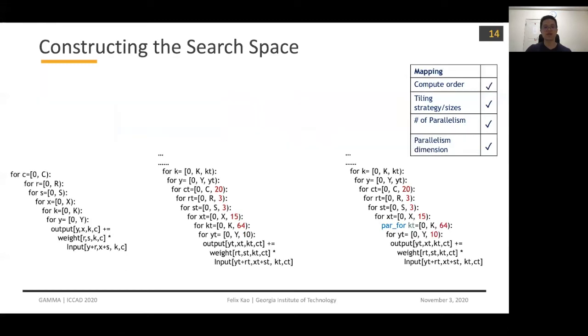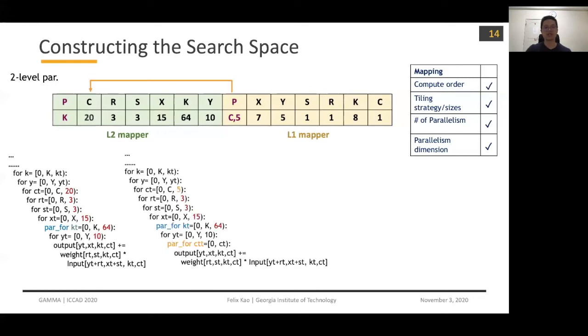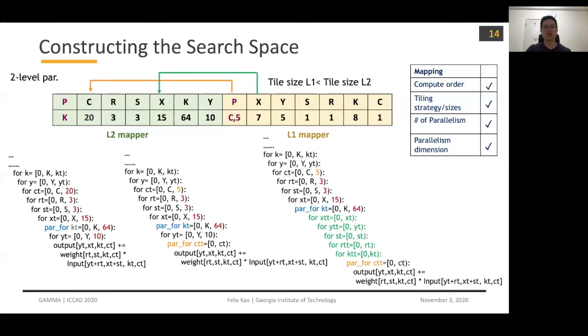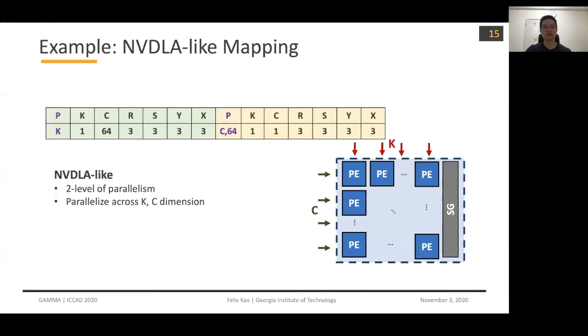Similarly, we can also have a two-level mapper. Here, we have the L2 and L1 mappers. The L2 mapper maps across the K dimension. The L1 mapper maps across the C dimension. And here are some constraints. For the lower mapper, like the L1 mapper, the tile size, like 7 here, and the parallelism size, like 5 here, need to be smaller than the corresponding size on the upper mapper. Here's a simple example. As we know, NVDLA is a two-level parallelism, and it parallelizes across the K and C dimensions, and here is how we express it.